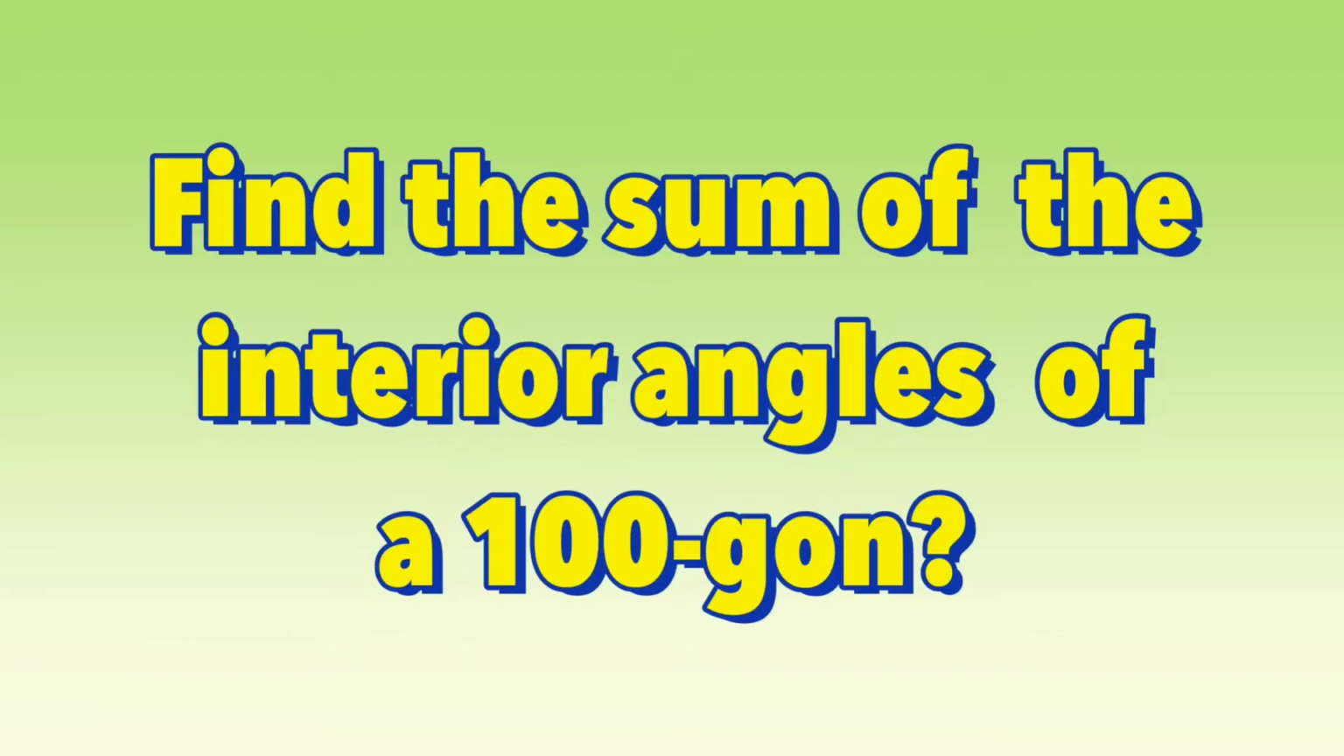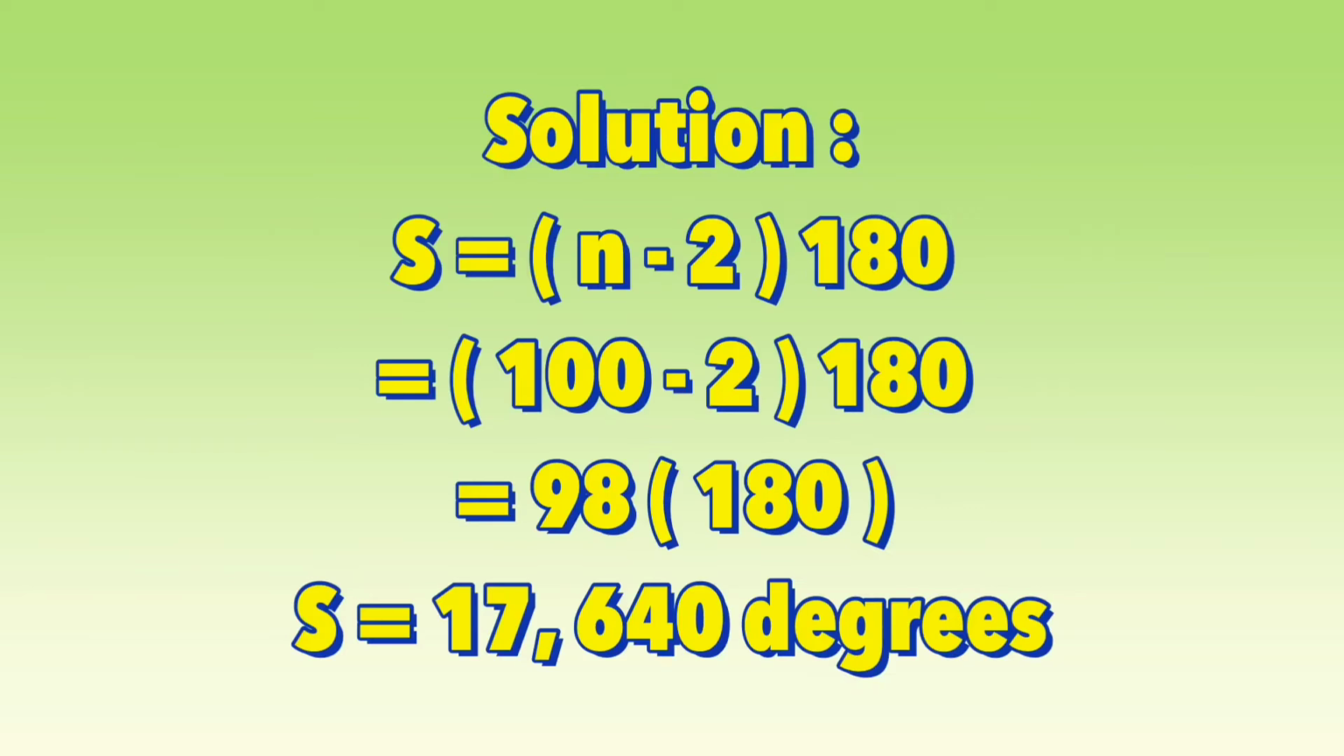Next problem, number 5. Find the sum of the interior angles of a 100-gon. Meaning to say, the number of sides of the polygon is 100. Since we're going to find the sum of the polygon, we're going to use the formula s equals n minus 2 times 180. Then n stands for the number of sides of a polygon. We are going to substitute now. 100 minus 2 times 180. Then 100 minus 2 equals 98 times 180. The sum now is 17,640 degrees.